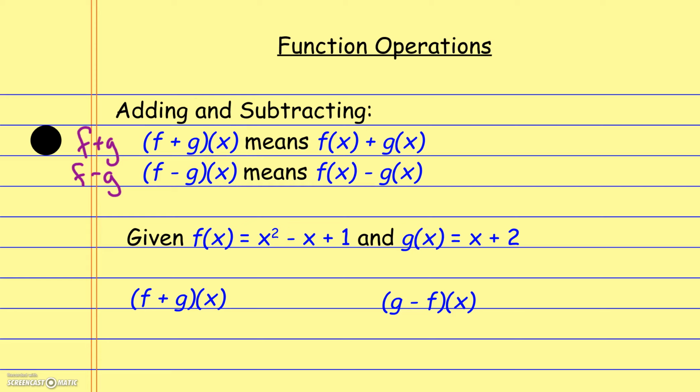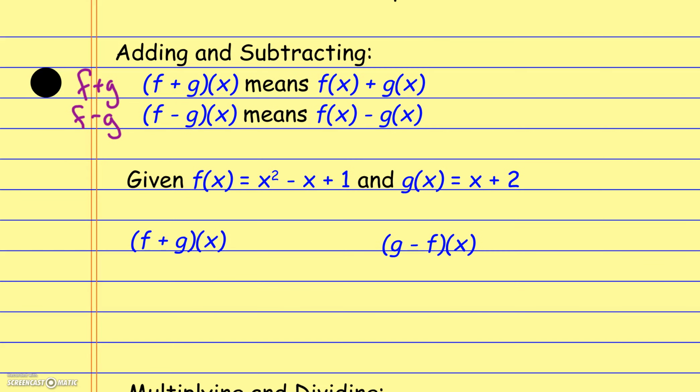So again, this notation is just telling us to add the two functions or subtract the two functions. For example, if I have f plus g of x, it's telling me to take the f function, which is x squared minus x plus 1, and the g function, which is x plus 2, and take those two functions and add them together. That's all this is telling me to do.